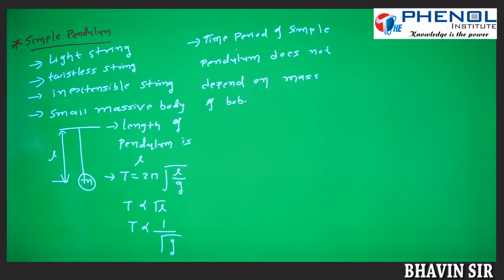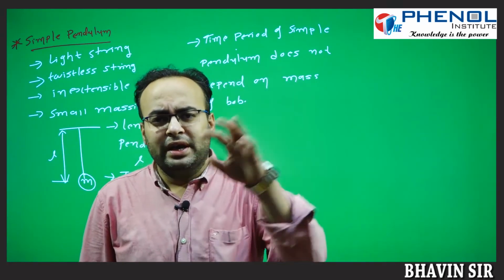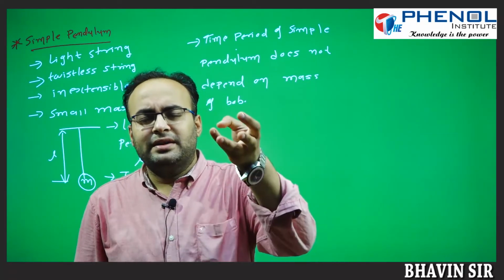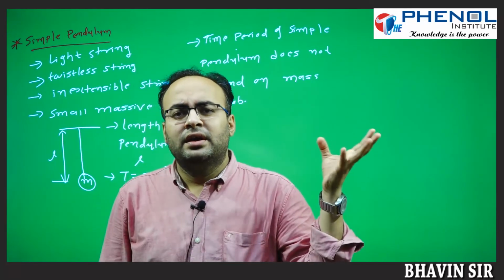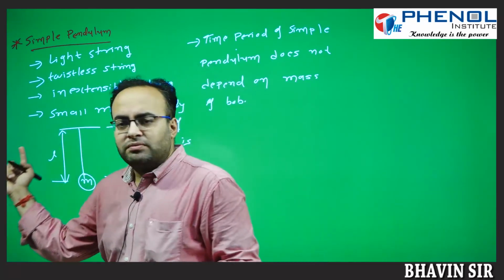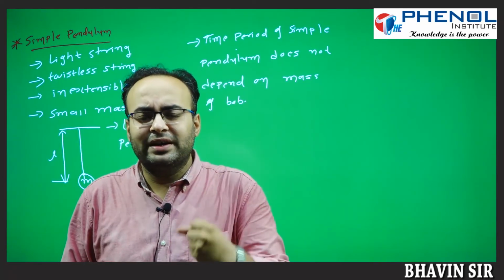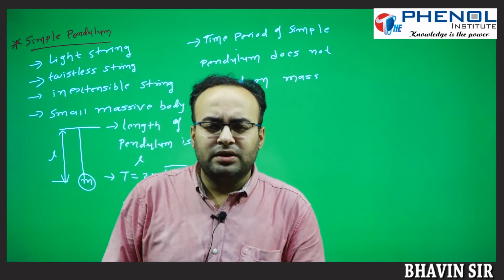So this is the simple pendulum, students. What is its time period? 2 pi under root L by g. And if we want to make a simple pendulum, then we use a light, inextensible, twistless string from a fixed support, with a small but massive body having some finite mass. And what is its time period? 2 pi under root L by g.